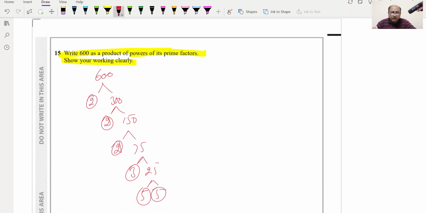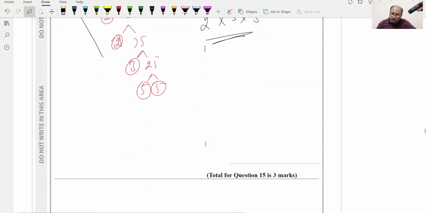So these will be the prime factors, and we can write, these are 3 times 2, so 2 raised to power 3, and multiply by 3, and multiply by 5 raised to power 2. These are the prime factors we can provide over here. So 2 raised to the power 3 into 3 into 5 raised to the power 2. This will be 1.